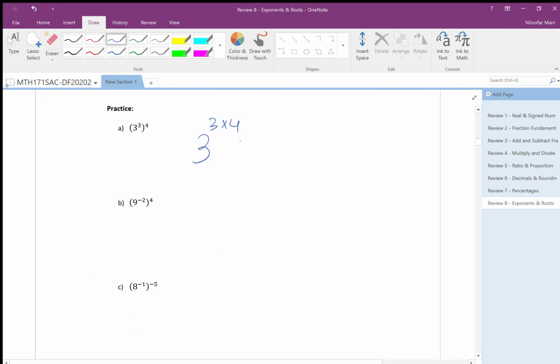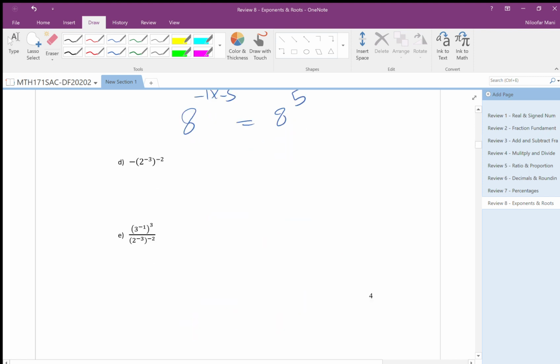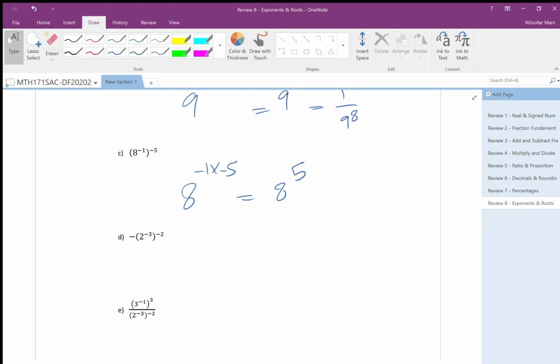3 power 3 times 4, which is 3 power 12. 9 power minus 2 times 4, which is 9 power minus 8, which is 1 over 9 power 8. 8 power minus 1 times minus 5, which is 8 power 5. Done. How about this one? Minus 2 power minus 3 times minus 2, which is minus 2 power 6. Done. Minus is out. Remember, this is not the same. No, no, no.